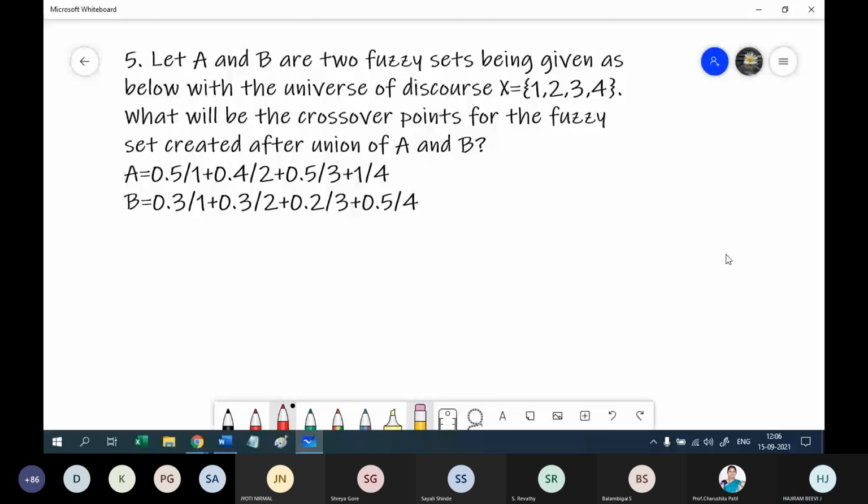Okay. So here we have to find the union, then the crossover. So first we are going to find the union of A and B. Union means we have to consider the maximum value. So A union B: which one is maximum here? It is 0.5. In this one the maximum is 0.4. In this one the maximum is 0.5. In this one the maximum is 1.